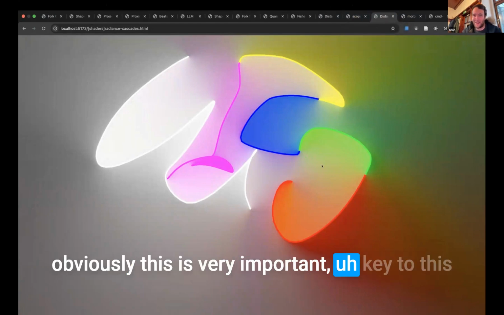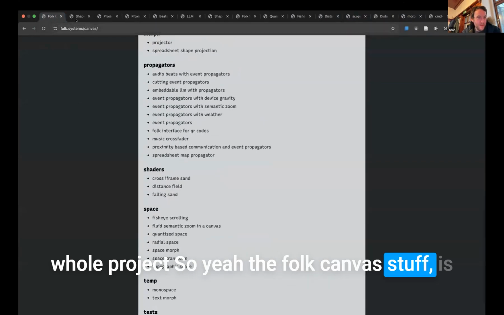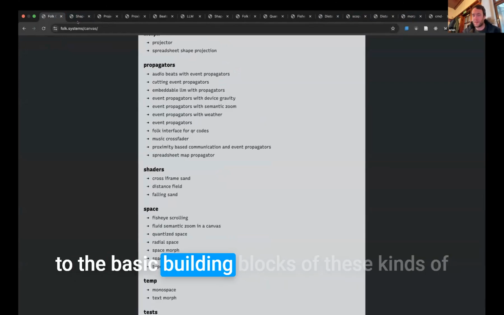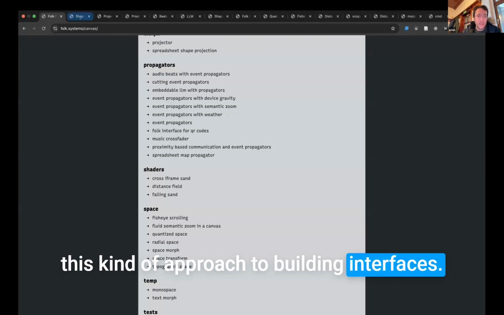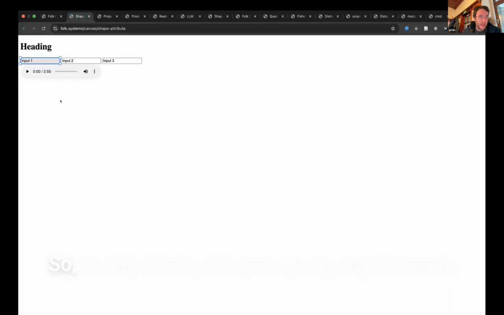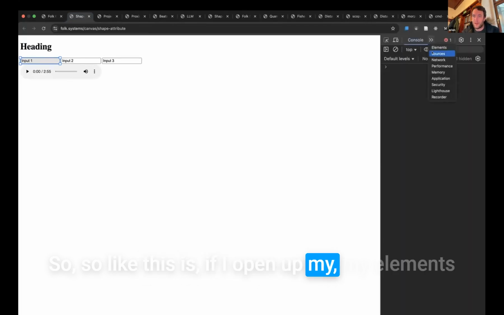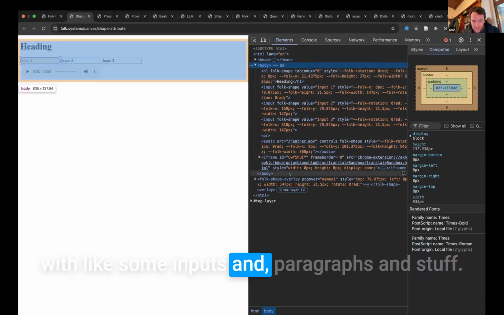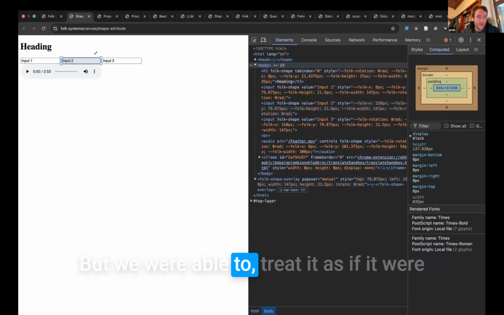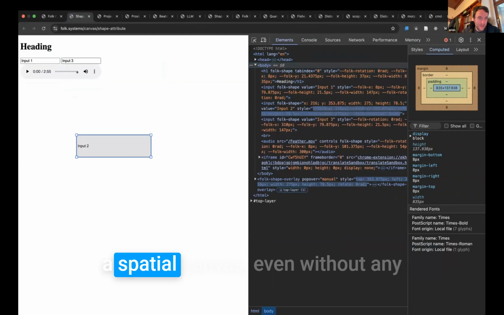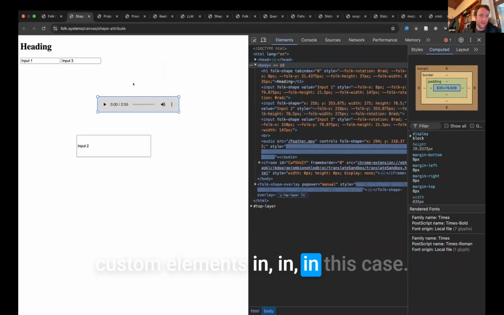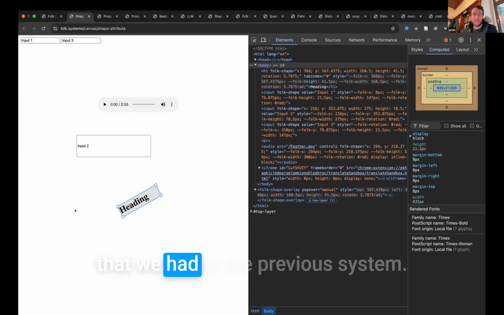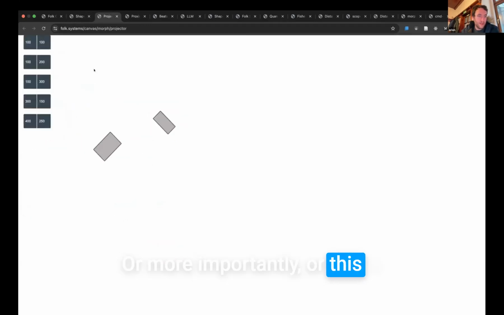Obviously, this is a very important key to this whole project. So the Folk Canvas stuff is really trying to strip things way down to the basic building blocks of this kind of approach to building interfaces. If I open up my elements here, this really is just a plain HTML document with some inputs and paragraphs and stuff. But we're able to treat it as if it were a spatial canvas, even without any custom elements in this case. So we can take really any website and give it the same affordances that we had in the previous system.